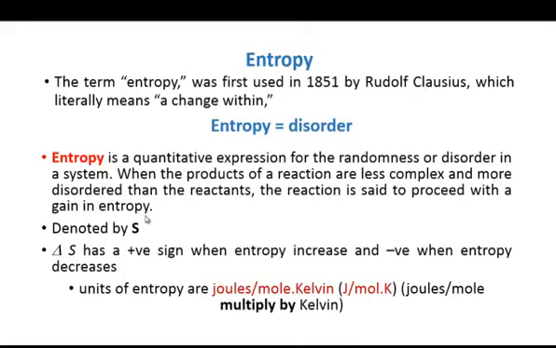Entropy is denoted by capital S. When we use the sign of delta with anything, it indicates the change in that particular parameter. Delta S means the change in entropy, and it has a positive sign for a system when entropy increases, and it will be negative when the entropy of system is decreasing. Units of entropy are joules per mole per Kelvin.